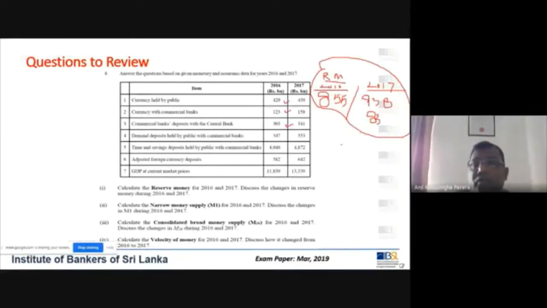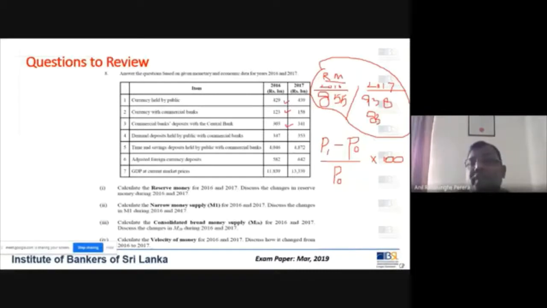Remember, I told you the method of calculating the growth rate. You take the current year, let's say P1, and the base year P0, the difference between the two periods, as a percentage of the base period, multiplied by 100. So if you do this, you will get the rate of expansion in money.